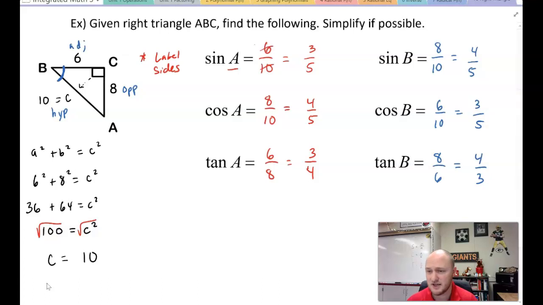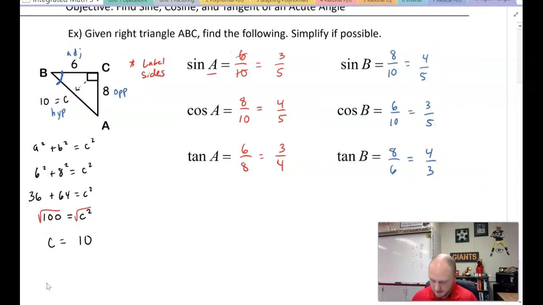Sine, cosine, tangent. SOHCAHTOA. Label your sides, and then just use the acronym to help you find those ratios. All right.